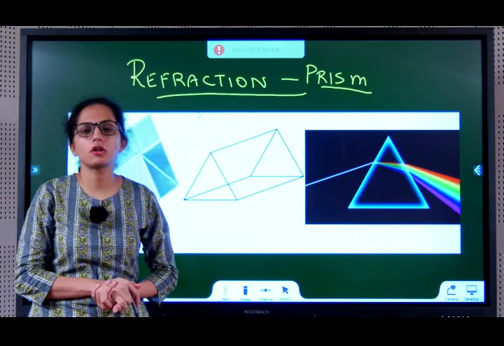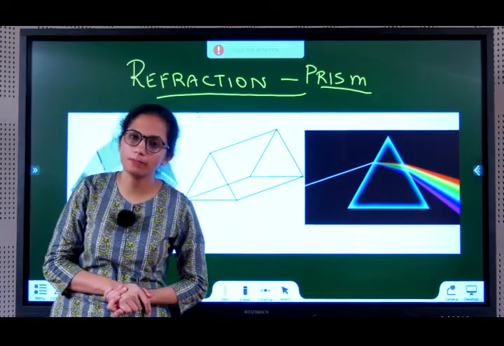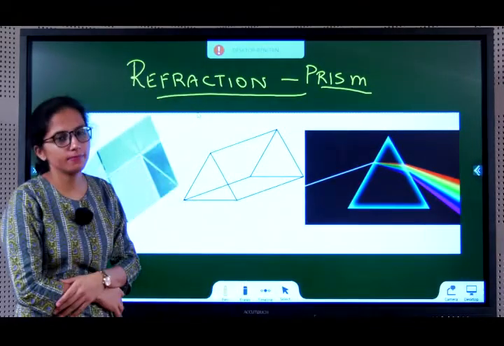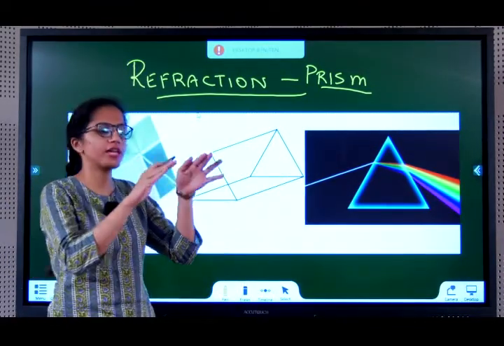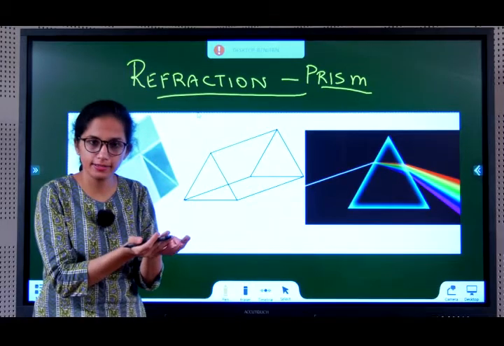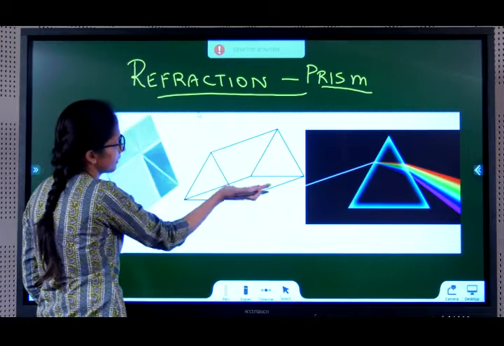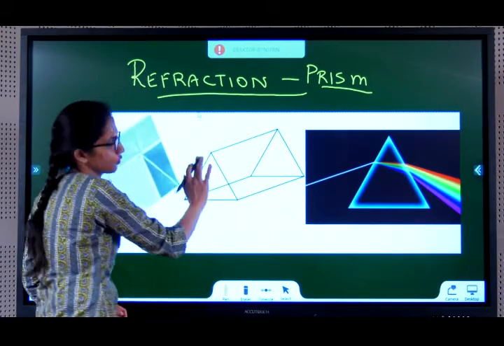Moving on to the next topic, refraction of light through a prism. First question, what is a prism? A prism is made out of 3 rectangular faces and 2 triangular faces. Look: rectangle, rectangle, rectangle, triangle, triangle.